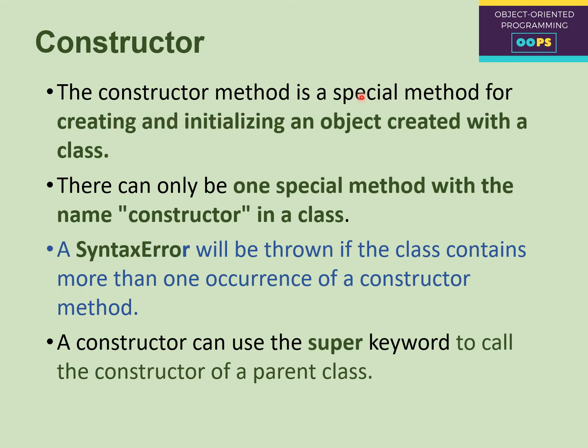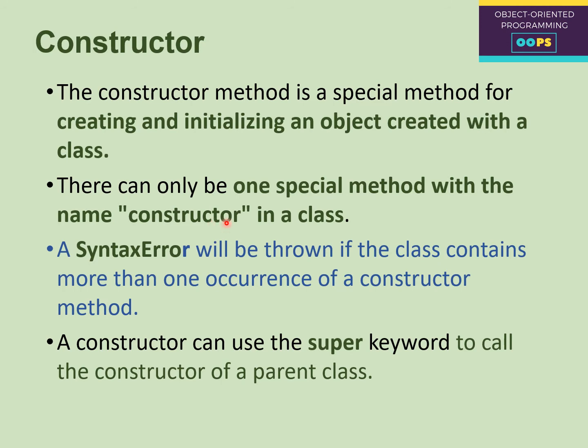The constructor method is a special method for creating and initializing an object created with a class. So here also the constructor is a special method which is used for creating as well as initializing an object. There can only be one special method with the name constructor in a class. And in case of JavaScript, constructor functions are defined with the keyword constructor. And for a particular class, only one constructor can be fixed.